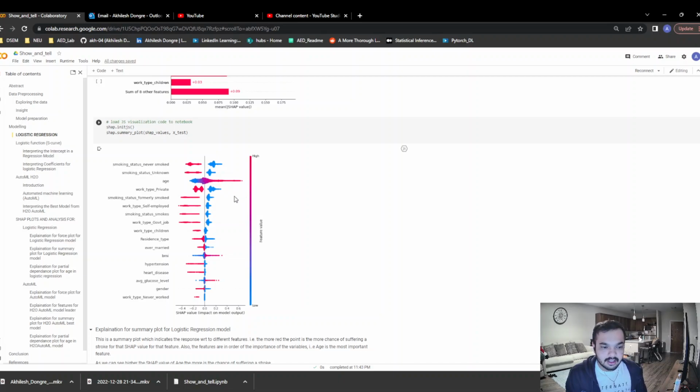So, all in all, I just wanted to show how we go about logistic regression and how we can interpret it. There are various other methods.